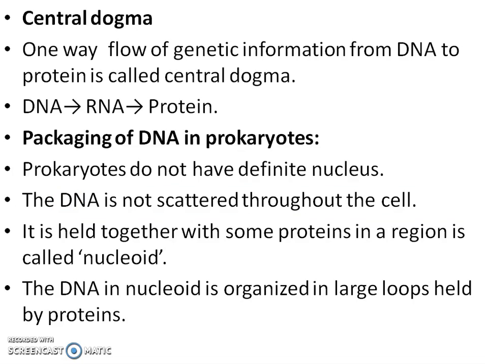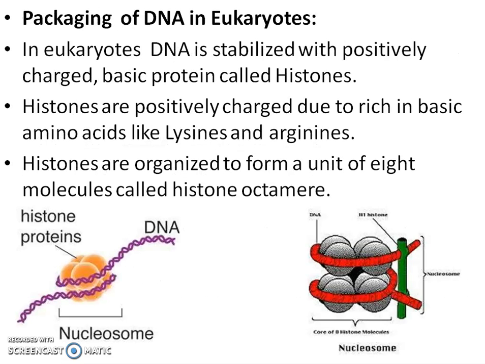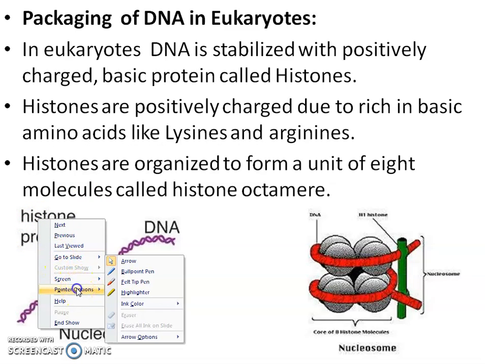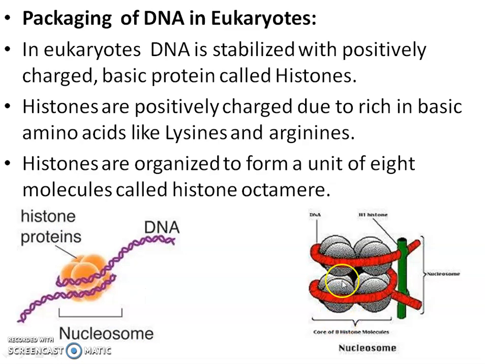The DNA in the nucleoid is organized in large loops held by proteins. Now I will show you this here. You can see in this picture, there are 4 round balls. These 4 balls are the histone proteins. There are 8 histone proteins, and the term nucleosome was given by Oudet.